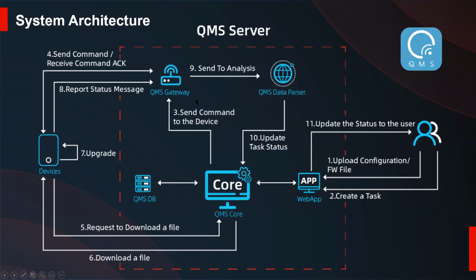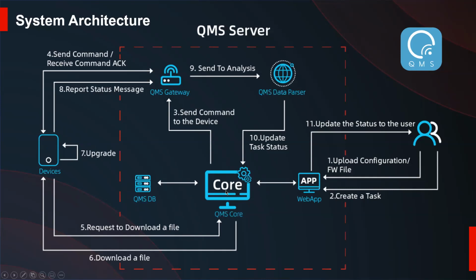Then our QMS gateway, the listener, which supports TCP/IP and UDP/IP, will send the command to the device and wait for the acknowledgement. If it cannot get the acknowledgement, it will retry the next time the device checks in. If for some reason the device sends its report to the QMS and cannot get the command, the QMS will retry 3 times. And if it cannot get the acknowledgement, it will try to send again 3 times the next time the device checks in.